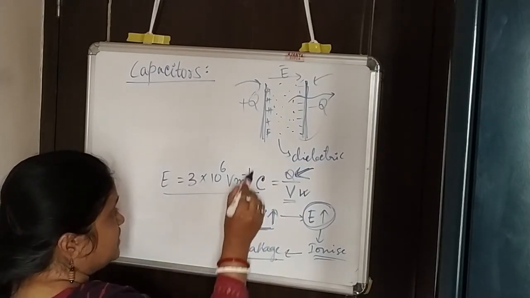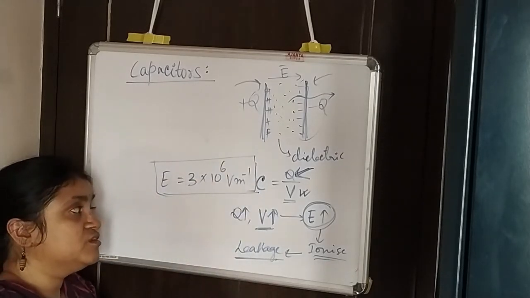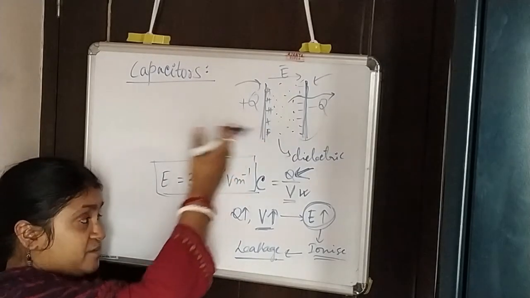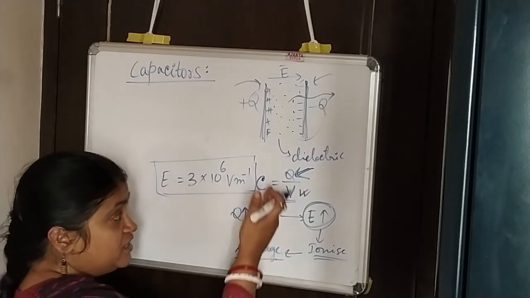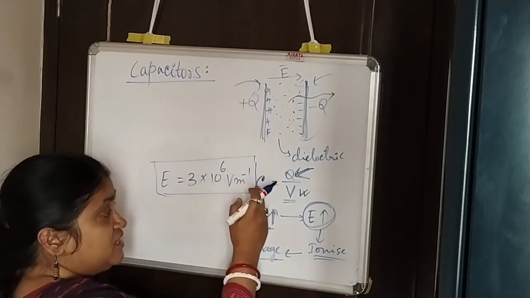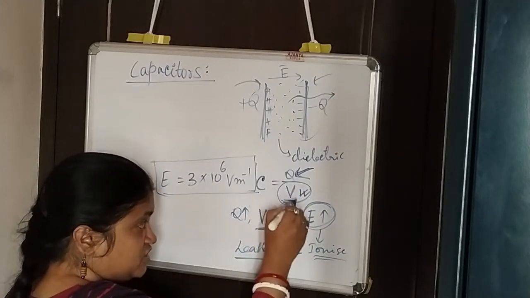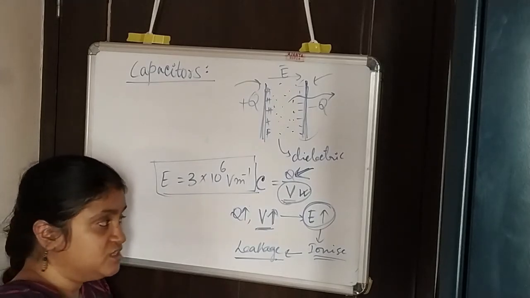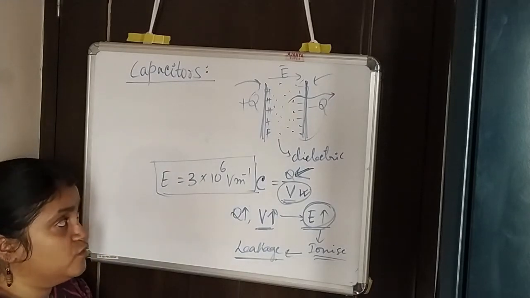So if the electric field is below 3 into 10 power 6 volt per meter, then no leakage takes place and it is fine, and the capacitor can hold the charge. But if you keep on giving the charge to the same capacitor without increasing its capacitance, then the potential difference would actually increase, but we cannot allow that. So the electric field cannot increase more than 3 into 10 power 6 volt per meter.